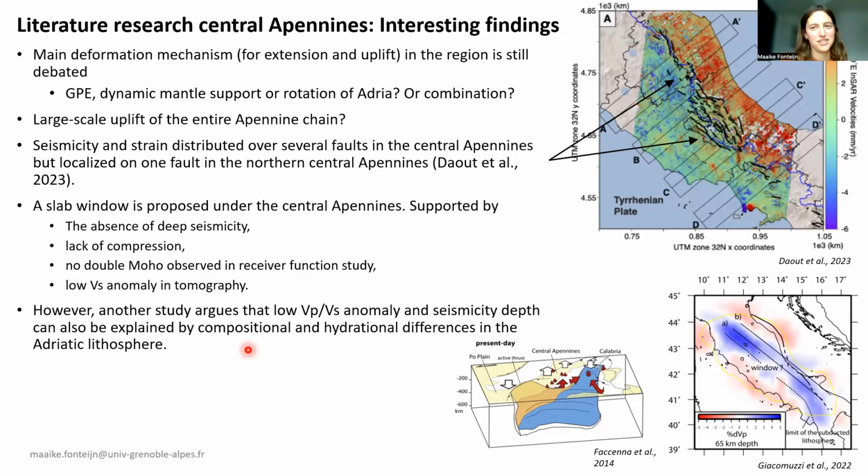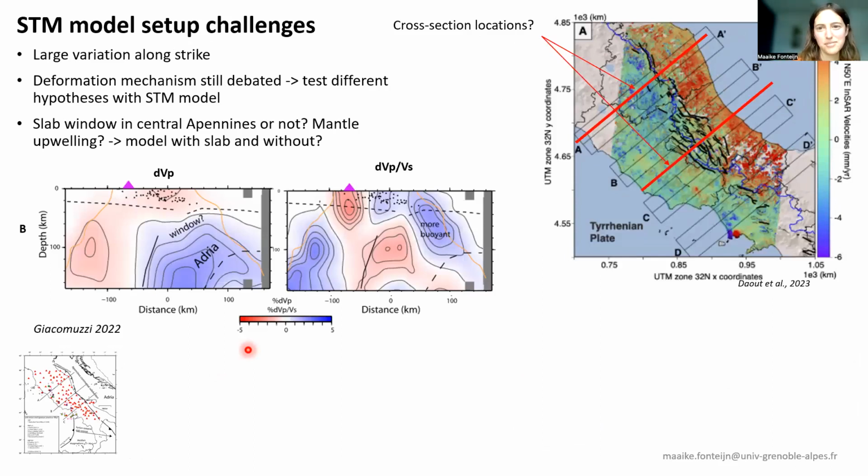And this poses some challenges for designing the model setup. First is the large variation along strike. So currently I'm thinking about designing two models, one in the area with distributed deformation and then one in the area with localized deformation. And because the deformation is still debated, I want to test different hypotheses with the model. And also, for example, with the slab window, I'm thinking about doing a model with slab and without to see which one can reproduce the current deformation that we observe.